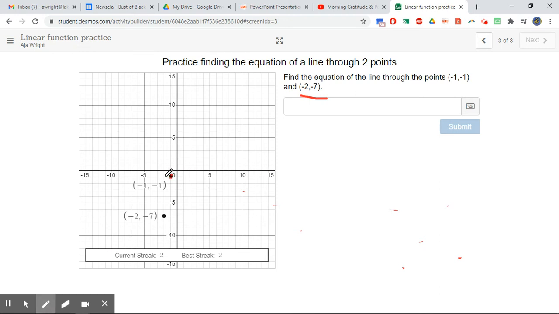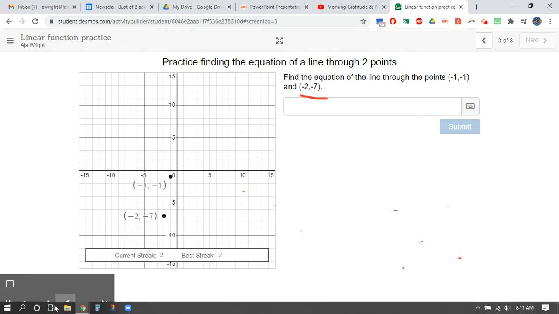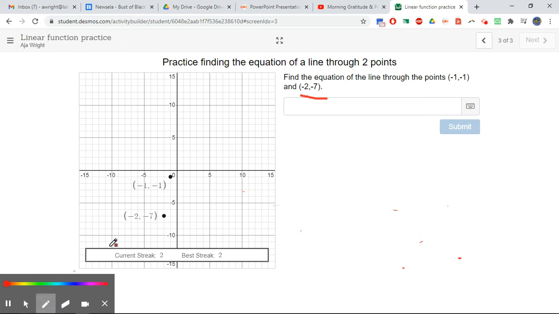So first thing, what's my slope? I'm going from -7 to -1, right? So I'm rising 6. Let me draw it that way so I don't cover my stuff up. Rising 6, and then -2 to -1 is just a run of 1. So my slope is 6.